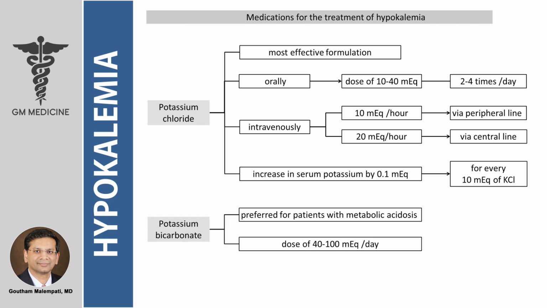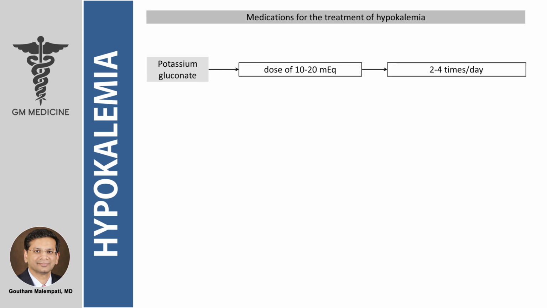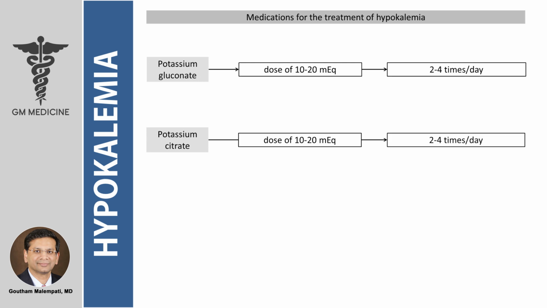It is given in the dose of 40 to 100 milliequivalents per day in 2 to 4 divided doses. Potassium gluconate is given in the dose of 10 to 20 milliequivalents 2 to 4 times per day. It's most commonly found over the counter. Potassium citrate is given in the dose of 10 to 20 milliequivalents 2 to 4 times per day.